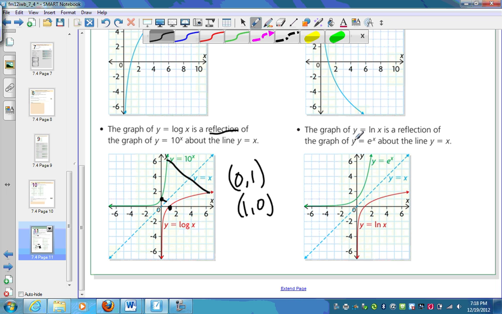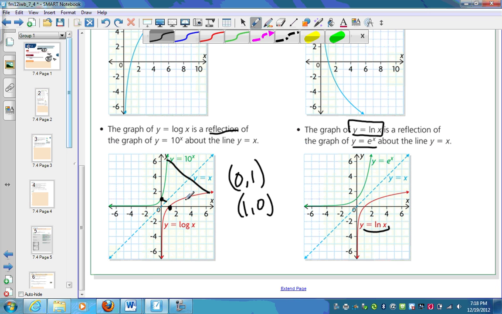The graph of y equals ln of x is just a reflection of e to the x. So this is the graph of e to the x, and now we've just reflected it to get the graph y equals ln of x. Okay, let's try some questions here.